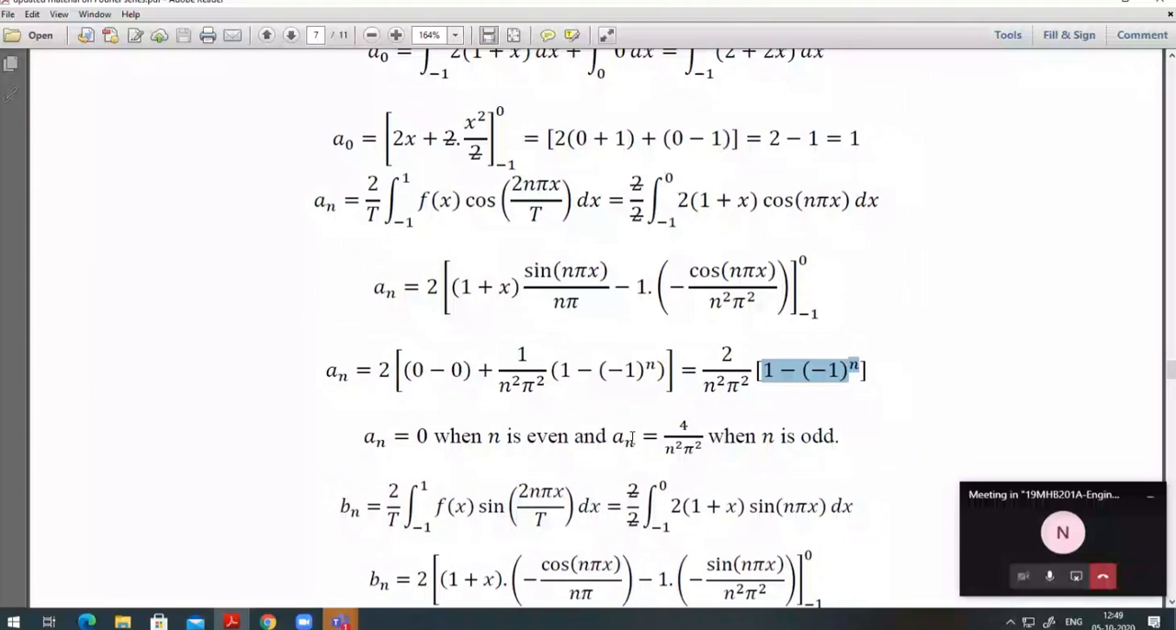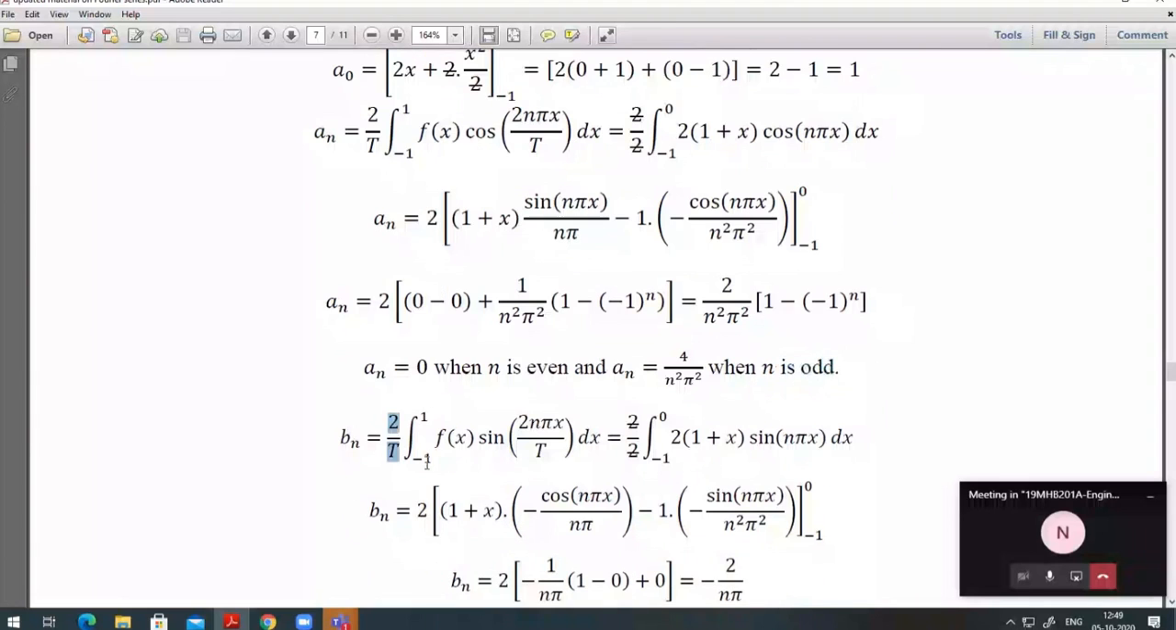And b_n, the other term, is 2 by T integration from c to c plus T f of x sin 2n pi x by T dx. Again the period T is 2, so 2 by 2 cancels, and we need to split the limit as minus 1 to 0 and plus 0 to 1. In the interval 0 to 1 the function is 0, so it is defined only in the interval minus 1 to 0. So it is 2 into (1 plus x) sin n pi x dx. Again 1 plus x is the first function, sin n pi x is the second function, and 2 is a constant, we can take it outside.